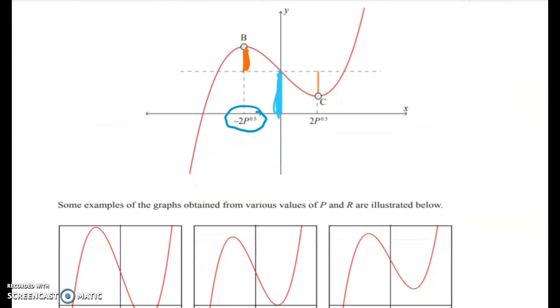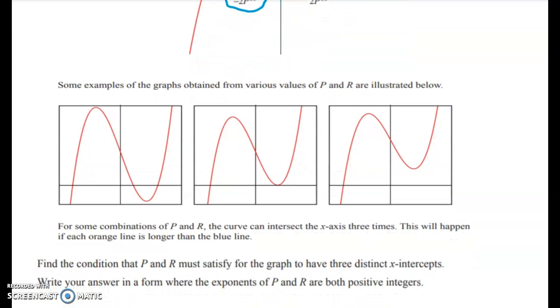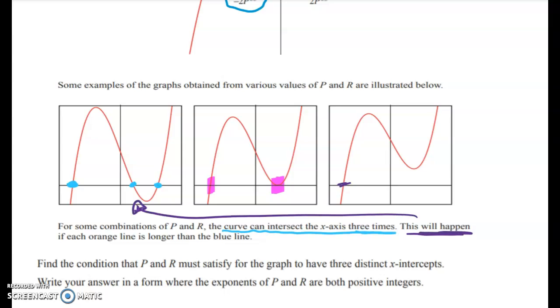So then when we read on, we're shown 3 examples from when we change P and R. So we've got these 3 examples of cubics. And we're told that sometimes the curve can intersect the x-axis 3 times. That's what's happening here. We've got 1, 2, 3 roots. Here, we've just got 2, and here we've just got 1. So we're told that this case, where it intersects 3 times, is going to happen if the orange line is longer than the blue line.